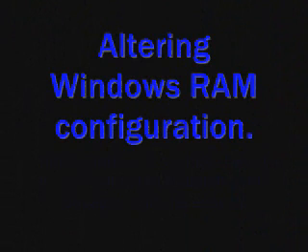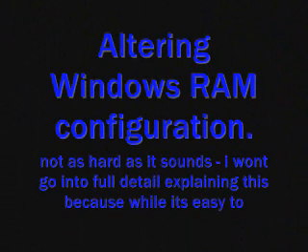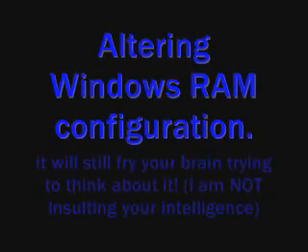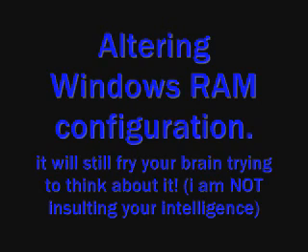And next, altering Windows RAM configuration. It's not as hard as it sounds, but I won't go into the full details explaining this. But basically, what it does is it takes your RAM and reconfigures it so that the CPU is allowed to use more RAM to store processes that it's not running, which basically means you can run multiple programs without slowing down your computer.